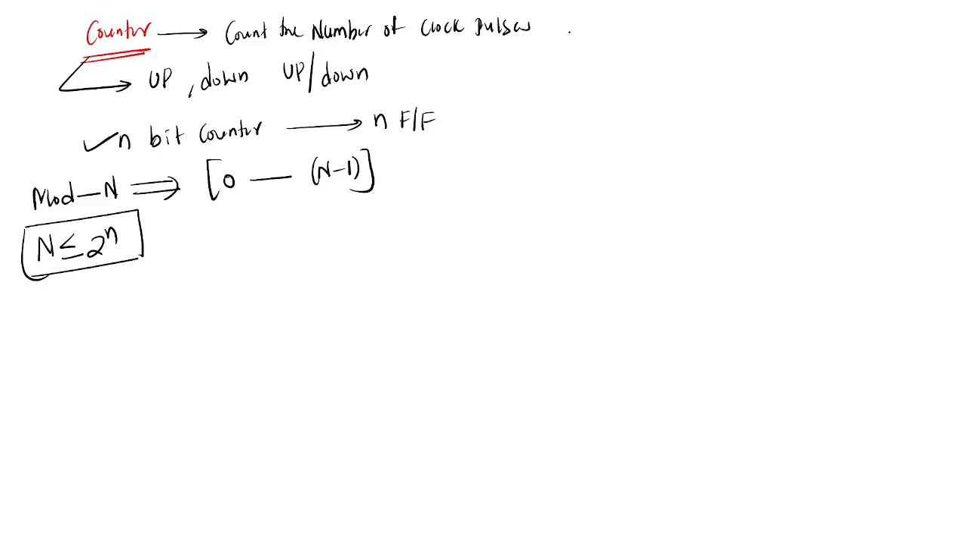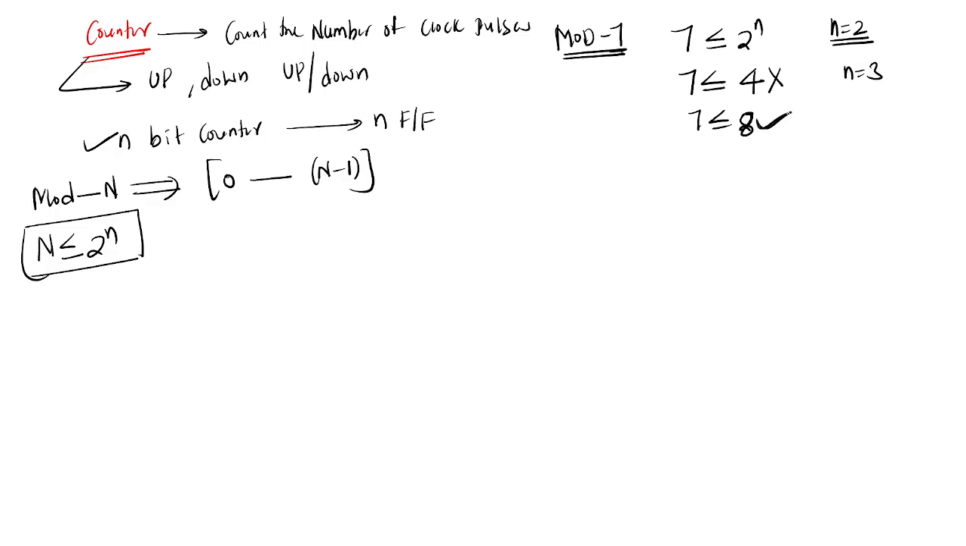Suppose I want to design a mod-7 counter. How many flip-flops are required? 7 is less than or equal to 2 power n. Suppose you keep n equal to 2, 7 is less than or equal to 4. Is this statement correct or wrong? Wrong. So you need to keep n equal to 3. Then 7 is less than or equal to 2 cube, which is 8. This statement is right. So how many flip-flops are required? 3. Did you understand how to find the number of flip-flops? If it is mod 6, the same applies.